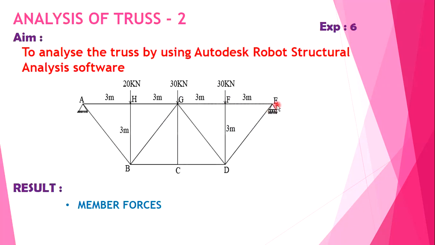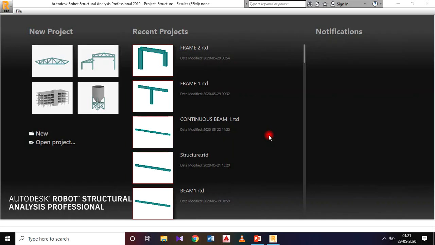In this video we are going to discuss the 6th experiment, analysis of Truss 2. Our aim is to analyze the truss by using Autodesk Robot Structural Analysis software. Here we have a different truss having hinge and roller support, subjected to loads of 20, 30 and 30 kN. The lengths are given to you. After modeling and analysis, we get the final result, the member forces. Now, I will move on to the software.